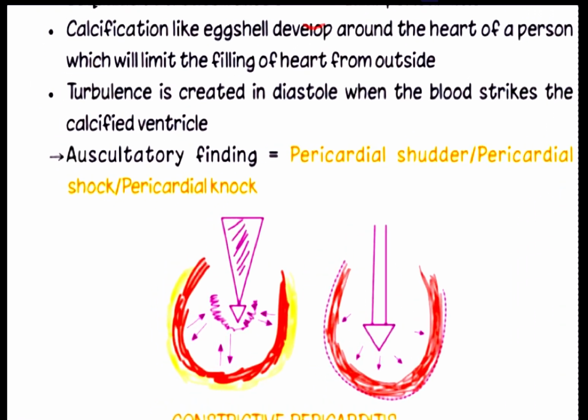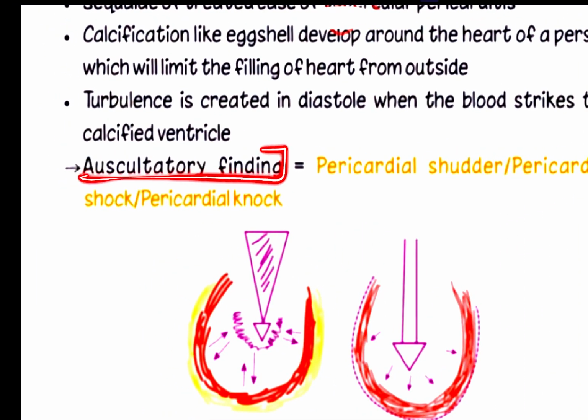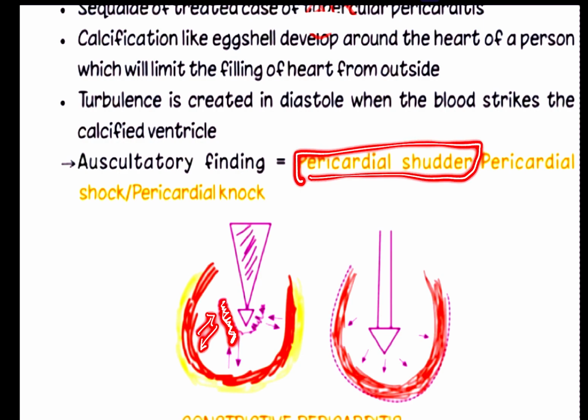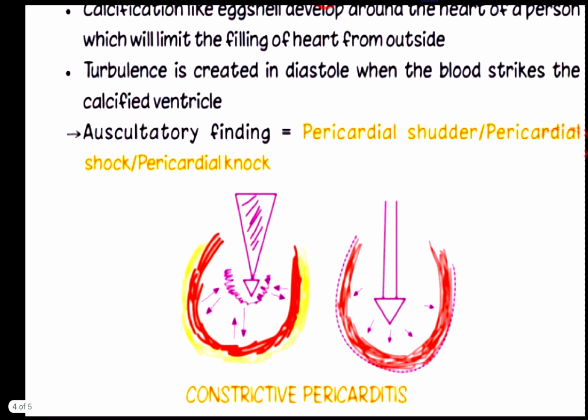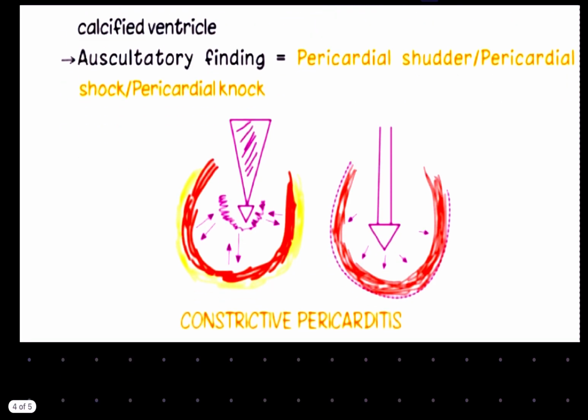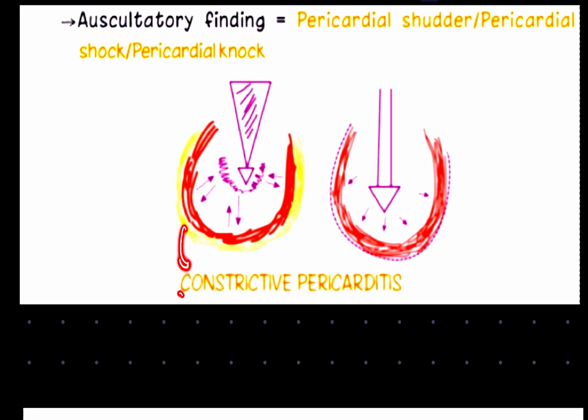Because of this turbulence, during the auscultatory finding, we find a pericardial shudder. That means as the blood goes here, it strikes and bounces back, because of which there will be turbulence, and this will be heard as a pericardial shudder, or it is also called pericardial shock or pericardial knock. So this is the auscultatory finding; such a type of sound is heard during auscultation. So this is the case of constrictive pericarditis.